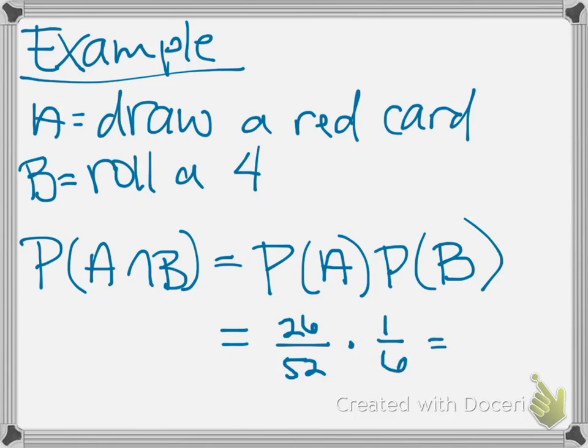And so to get the two probabilities, we simply have to multiply those two individual probabilities together. Of course, 26 over 52 is 1/2, and 1/6 can't be reduced. But now they're a little bit easier to work with. So the overall probability that both events occur is 1 in 12.